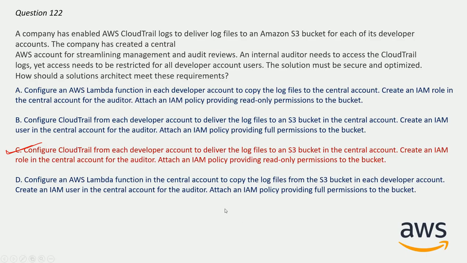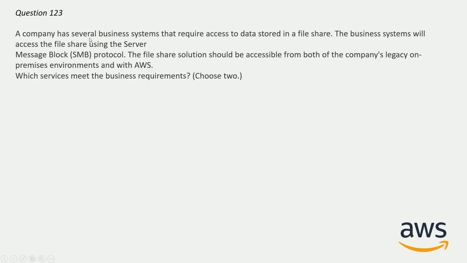And now question number 123. A company has several business systems that require access to data stored in a file share. The business systems will access the file share using the SMB protocol. The file share solution should be accessible from both the company's legacy on-premises environment and with AWS. Which services will meet these business requirements? Choose 2, and here are the options.